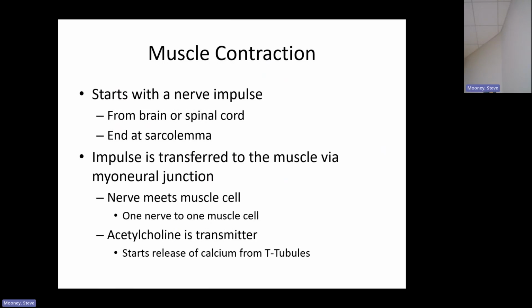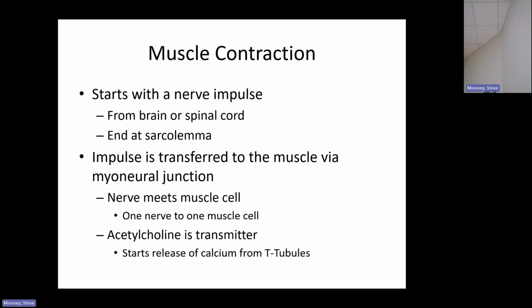So this acetylcholine is going to go across to the sarcolemma and effectuate the removal of calcium from the T tubules. It's going to be released into the sarcoplasm. It's going to diffuse all the way through the cell. We can think of the T tubules constantly trying to get the calcium back. Every time an impulse comes down, it gets hit in the back of the head and drops all its calcium. You drop that calcium, that's going to allow us to start contraction.